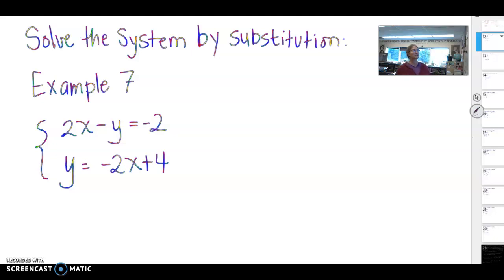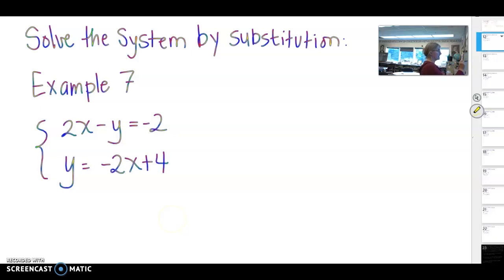Right, we are going to continue solving systems of equations. We're going to do some problems by solving by substitution, and then we're going to solve by elimination. So let's start with this example right here. You've got a system: 2x minus y equals -2 and y equals -2x plus 4. So we're going to go ahead and write that down, pause the video.